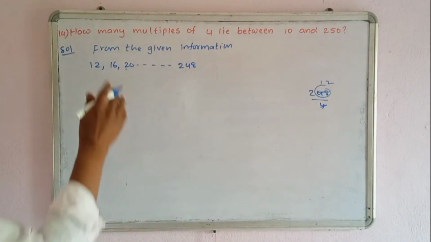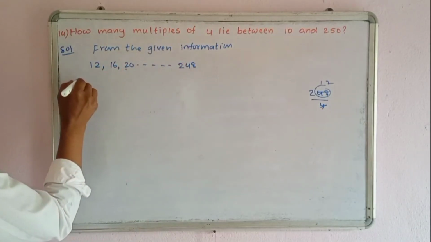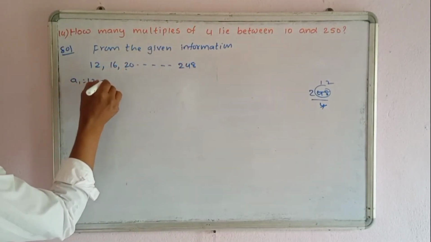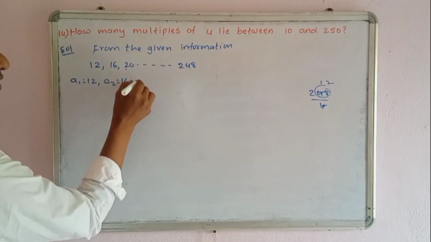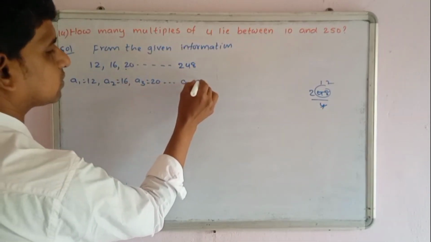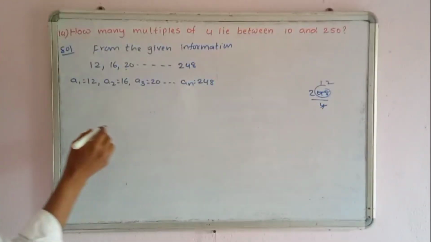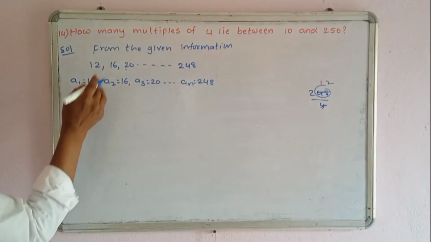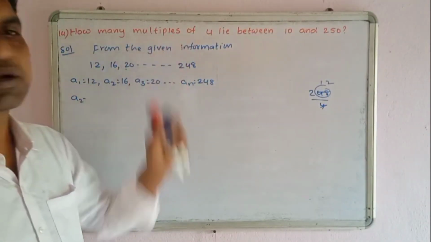Okay. So how many are there? How many multiples? A1 equals 12. A2 equals 16. A3 equals 20, and so on. An equals 248. So A2 minus A1. First check is it an arithmetic progression or not.